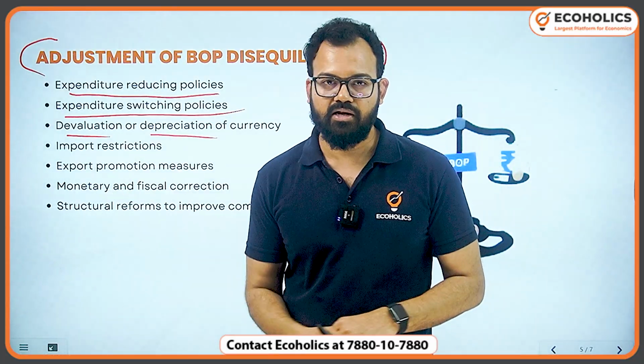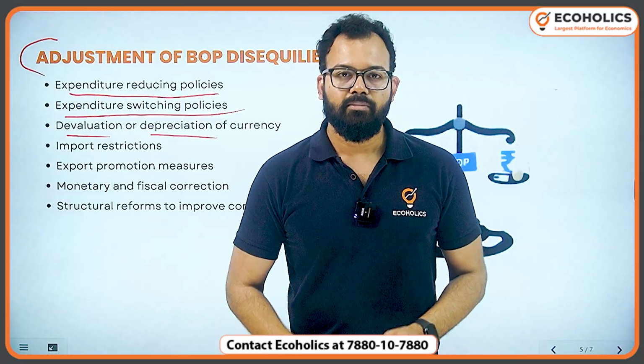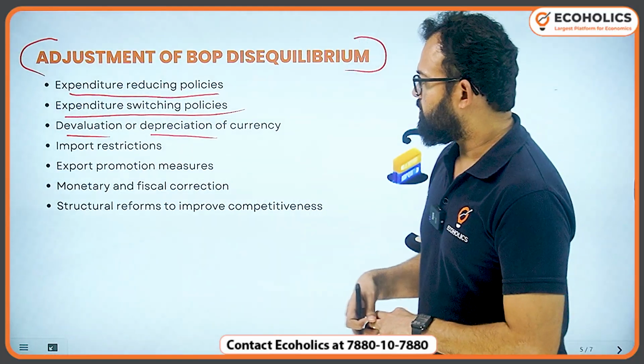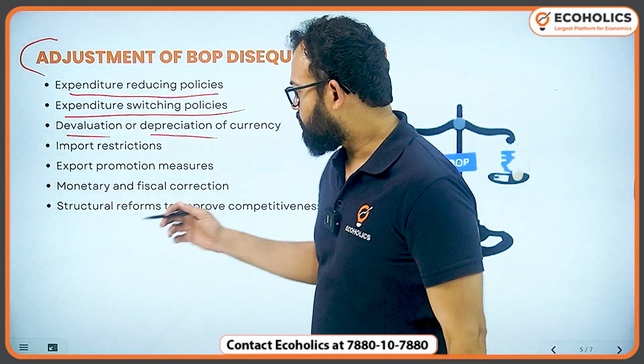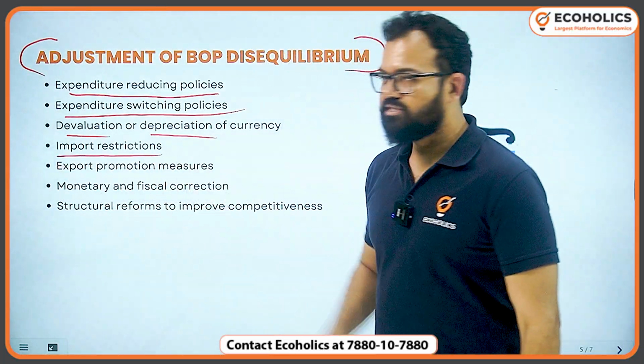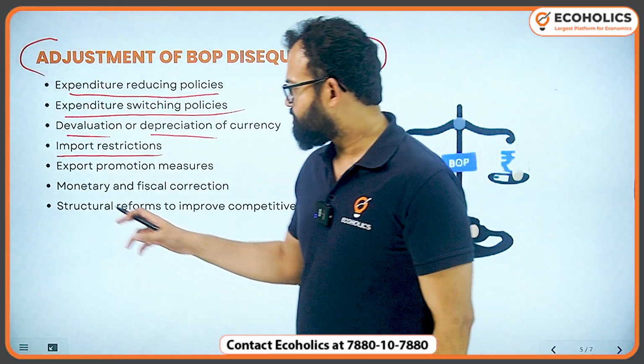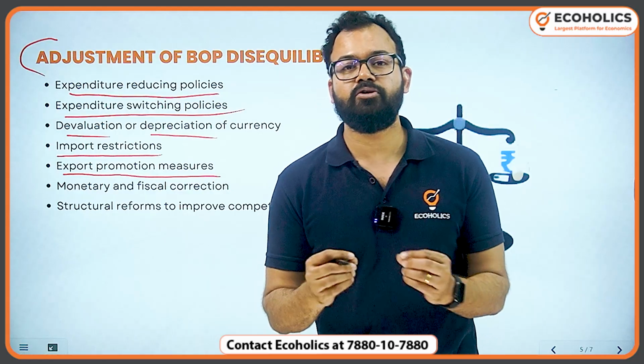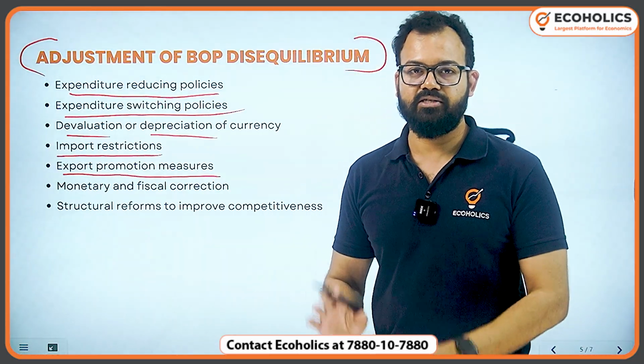That was a currency crisis, and they did not adjust, because if they had adjusted, the economic crisis would not be there. But you can see that's how we can learn. Import restriction, like I've given one example of gold. Export promotion measure, because your country should produce something so that you can earn foreign exchange reserves.